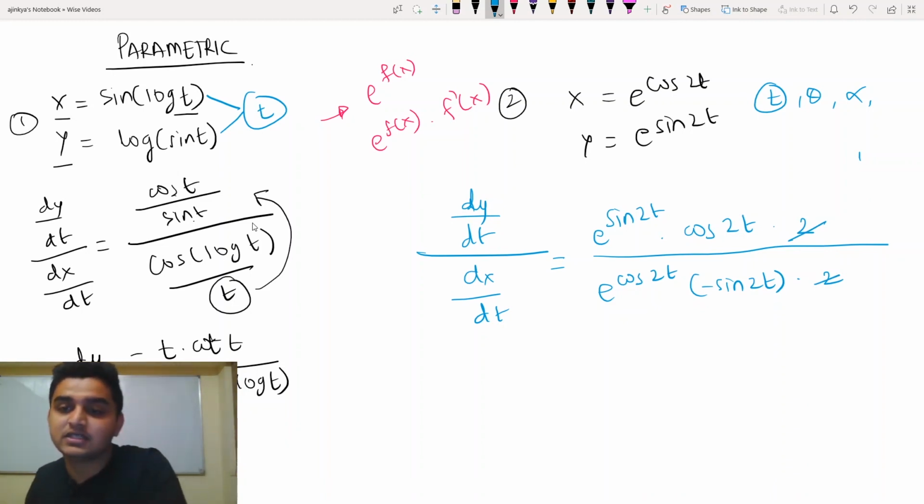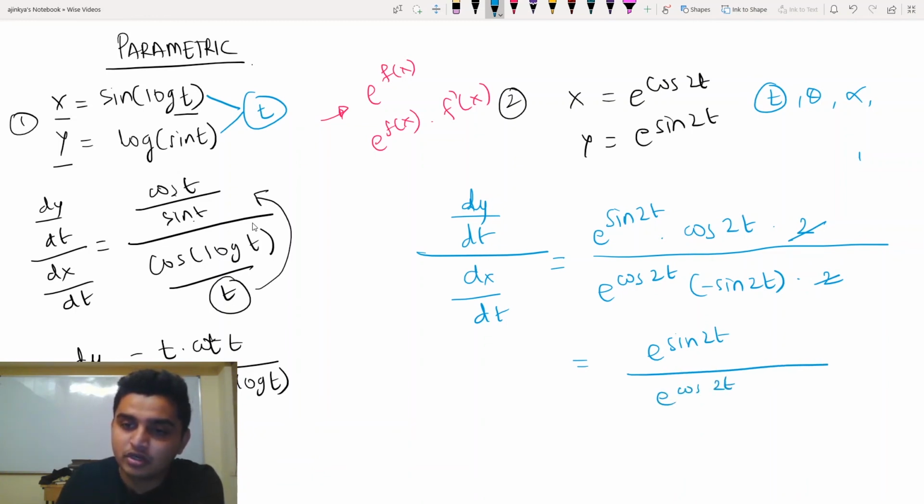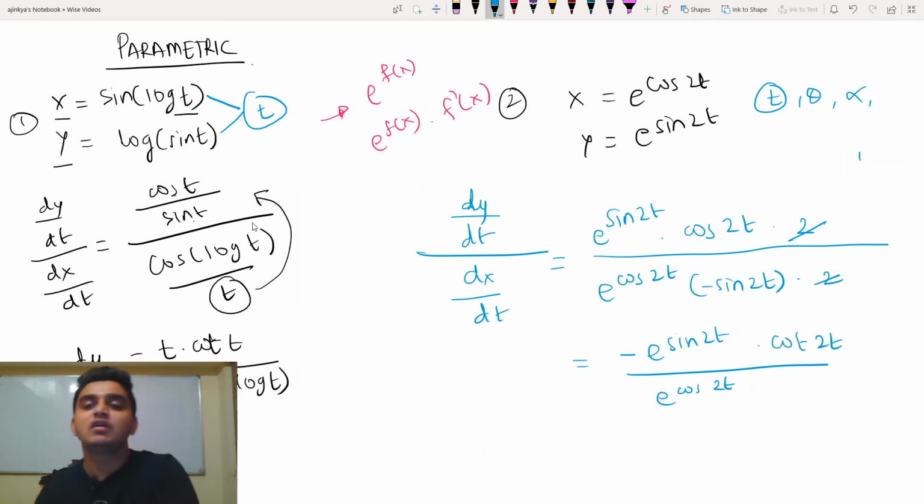But here we can still simplify this. It is going to be e raised to sine of 2t, everything divided by e raised to cos of 2t. Now the only issue here is a negative sign, so that negative sign will go over here, and we have cos of 2t upon sine of 2t, which is going to be cot of 2t. So that's your final answer.